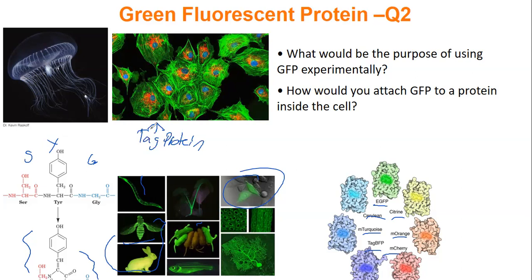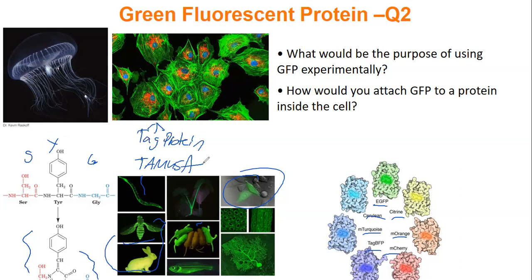So let's say I discovered a new protein. Let's call it the Tamusa protein. I discovered this new protein. I want to know inside the cell where it's located. So I'm going to put a GFP tag on it. And that's how you would actually call it. You call it a tag.